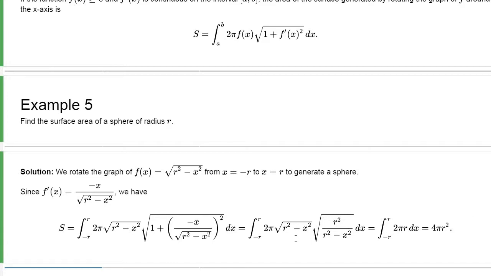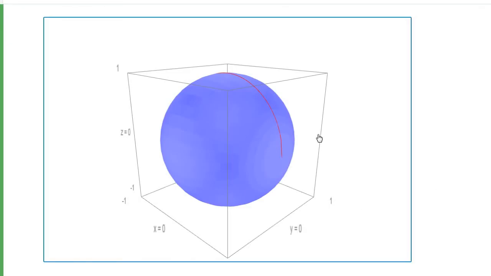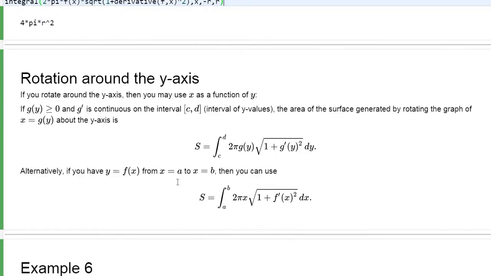So anyway, this square root of r squared minus x squared cancels this square root of r squared minus x squared, and you're left with 2 pi times the square root of r squared. r is positive, so the square root of r squared is r. So you end up with the integral from minus r to r of 2 pi times r with respect to x. So this is a constant. This is an easy integral, and anyway, there's the answer. 4 pi r squared is the surface area of a sphere. And here's the three-dimensional picture, which again I can't manipulate without freaking out my computer while I'm recording. Here's the calculation in Sage.